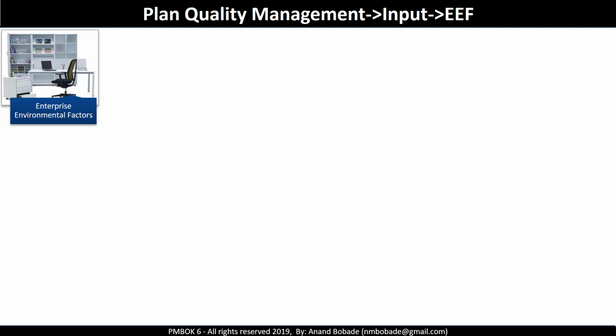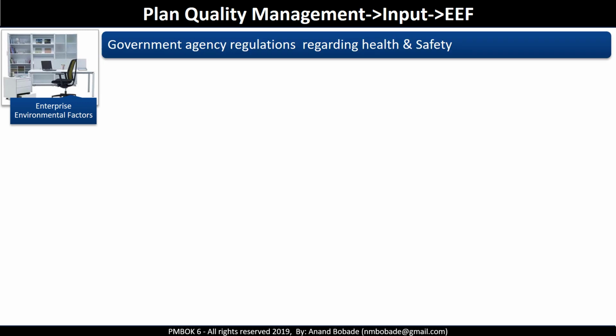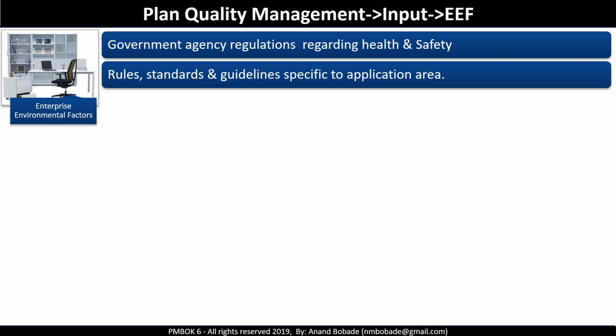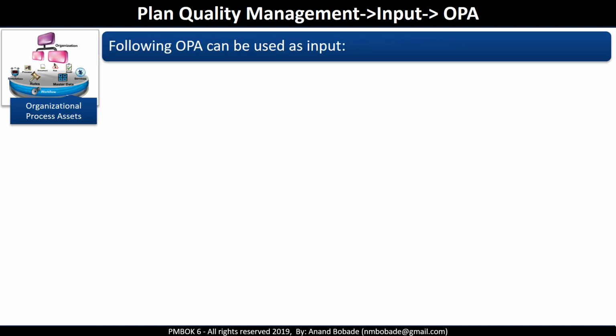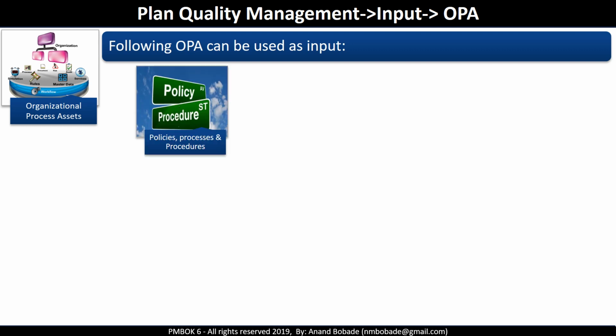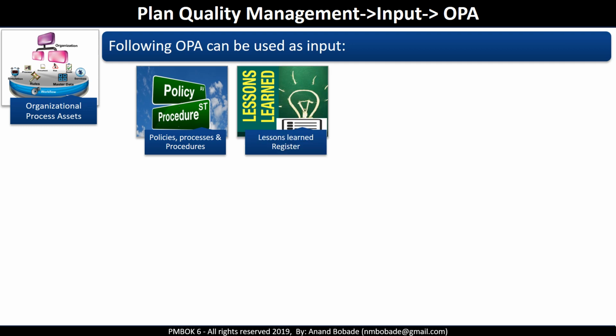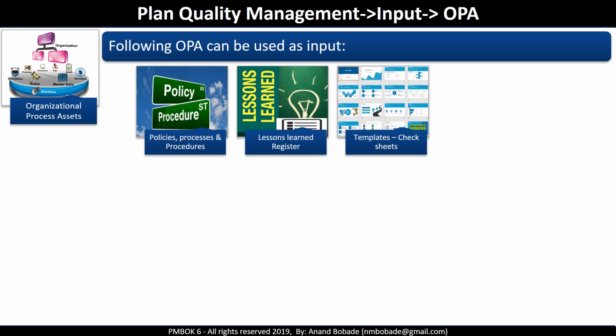Enterprise environmental factors that may influence the quality requirement for the project are government agency regulations regarding health and safety, rules, standards, and guidelines specific to application area. So this depends on the industry for which you are developing a project. Working or operating conditions. OPAs that can be used as input are organizational quality policies, procedures, and guidelines, historical database and lessons learned, and quality related templates like check sheets.